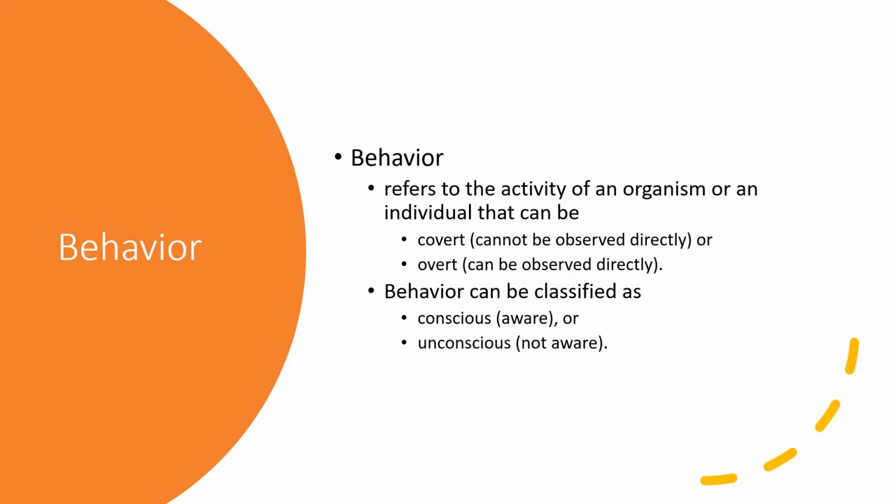Now let's talk about behavior. Behavior refers to the activity of an organism or individual that can be observed or not observed directly. So we have two terms for this kind of behavior. The first one is covert behavior, which means that these are behaviors that cannot be observed directly. And we also have overt behavior, which means that these behaviors can be observed directly.